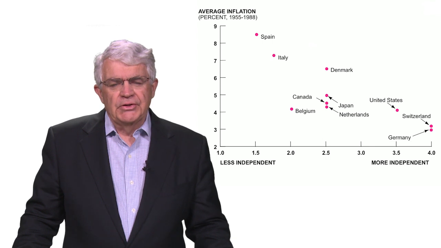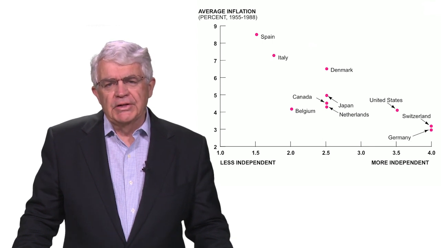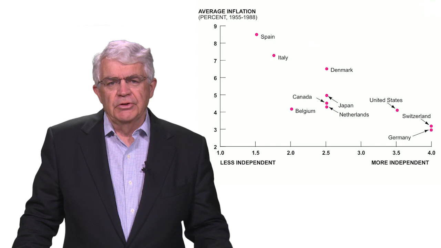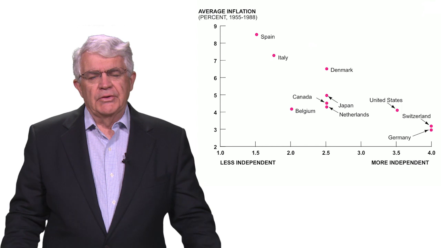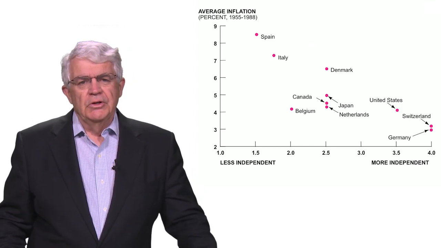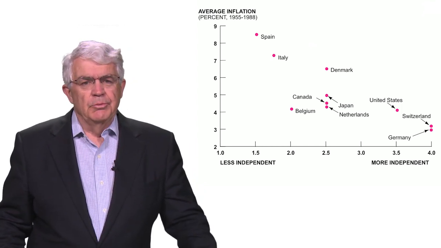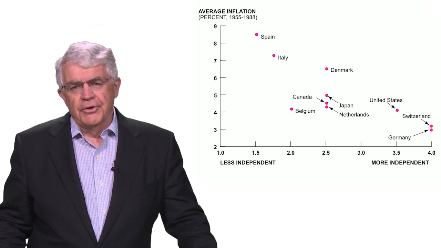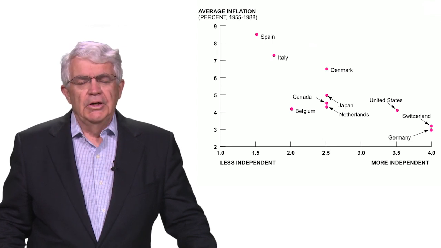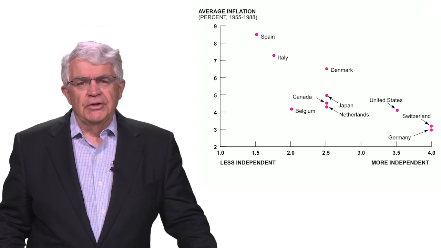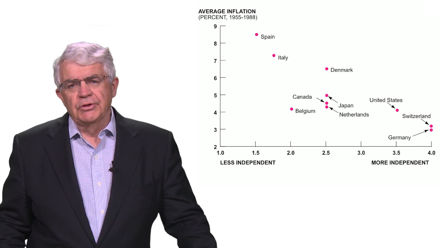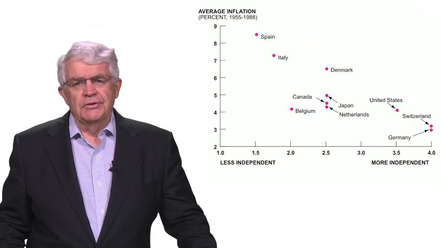On the horizontal axis is a measure of how independent a central bank is based on the laws of the country. You can have indices based on this. We'll talk about how the U.S. has more or less independence than other countries. So on the horizontal axis is this numerical measure of independence. The further on the right, the more independent the central bank is. On the vertical axis is the inflation rate over the span of time that's indicated in the picture, a significant period of time. And as you can see, there's quite a significant relationship and association between more independence and less inflation.